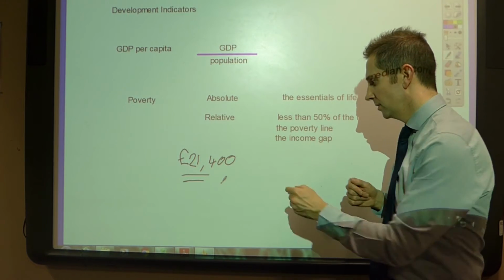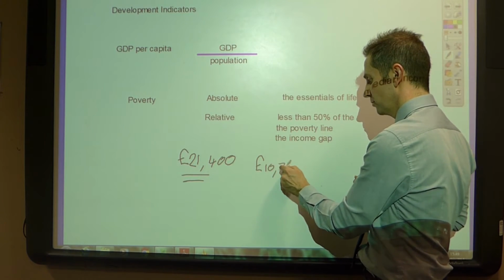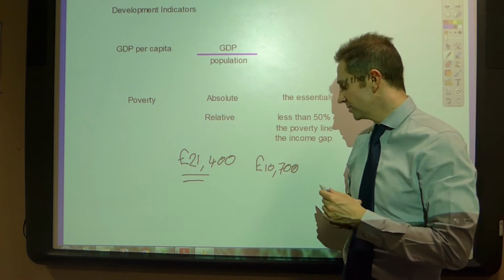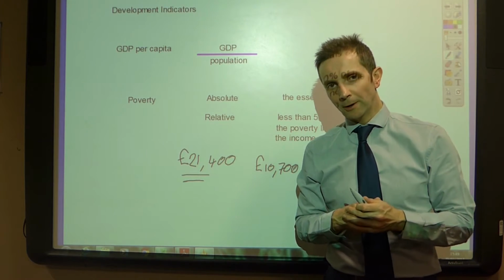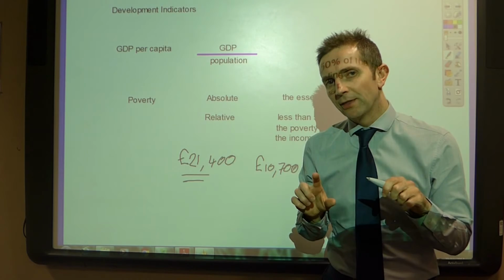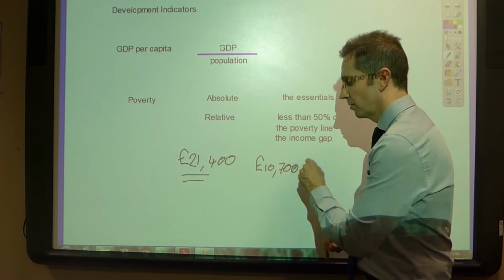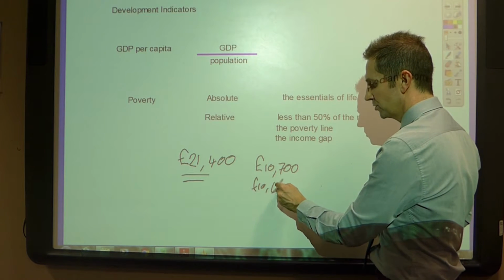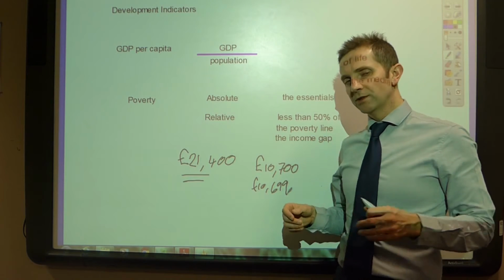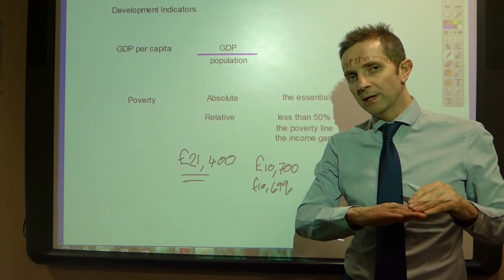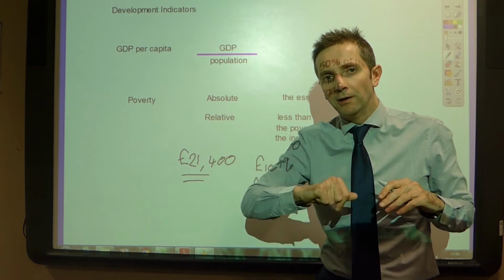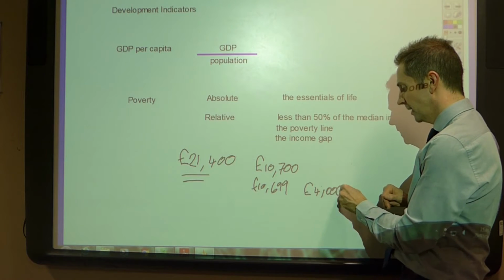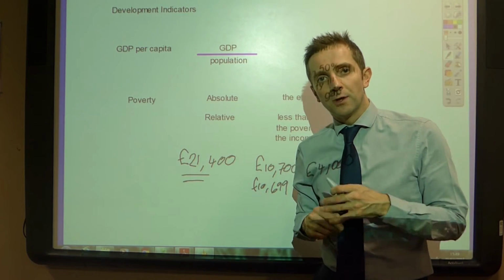So half of that, £10,700. So if you were living on less than £10,700, you would be classed as being relatively poor. But of course one must temper that with how far below this threshold you are, because if you were living on £10,699, then obviously you're not very far below what we would be classing here as the relative poverty line. Whereas if you were living on £4,000 a year, then you are quite significantly below the poverty line.